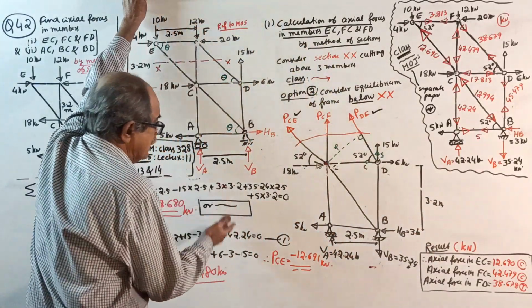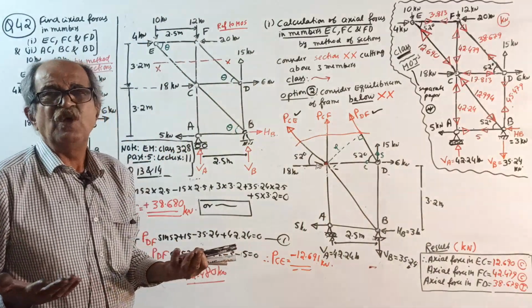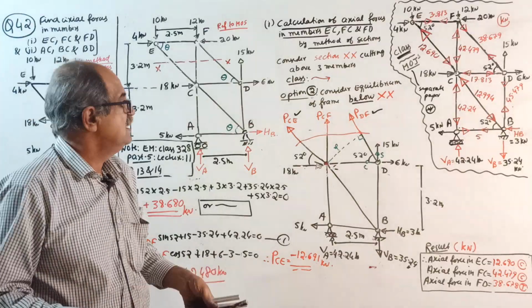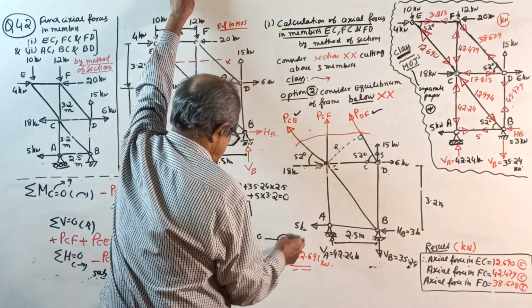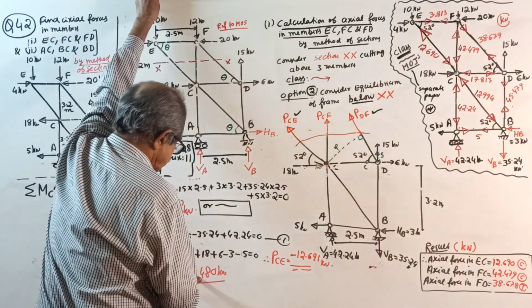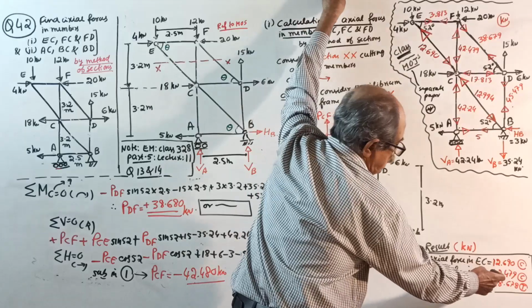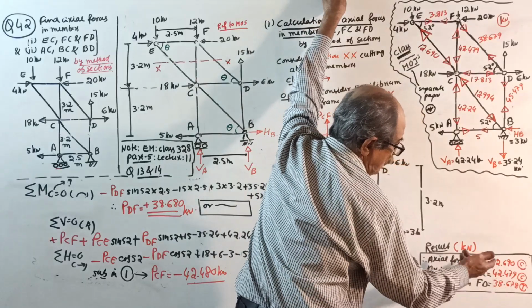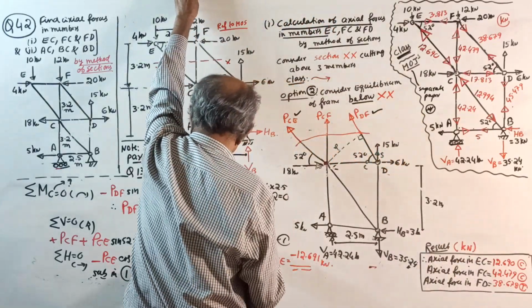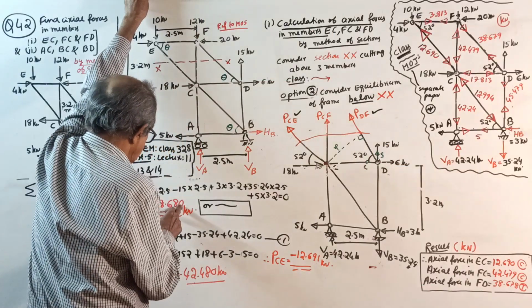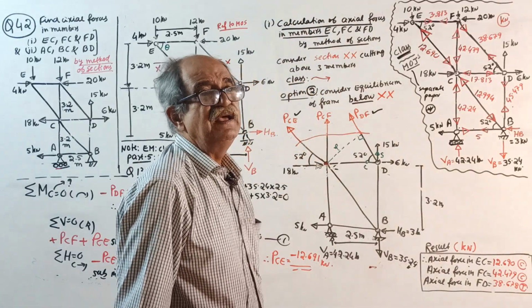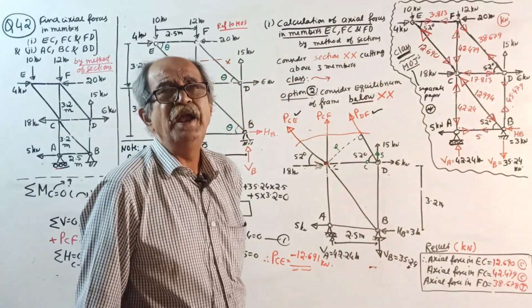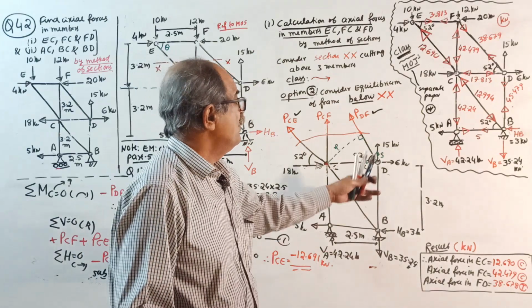I have not explained much because these are not required to explain, a waste of energy. The concept I will explain here. Force in FC: minus 42.480, or 42.479, so 480 compression. One more: 38.680 plus 380.678. 680 means 0.002 error because of rounding off.